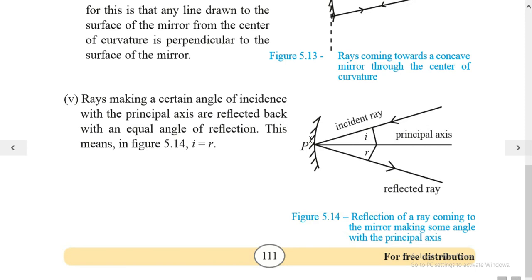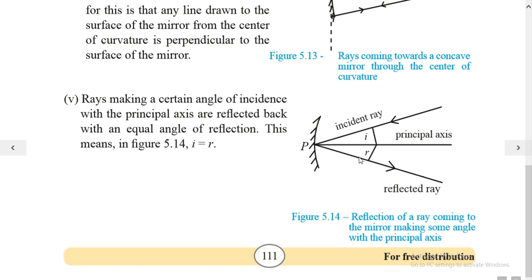This incident ray falls on the mirror, making a certain angle, I. Then after being reflected by the mirror, it travels back, making another angle, R. These are equal angles: I equals R. The reflected ray travels making an angle equal to the angle of incidence. I means angle of incidence, R means angle of reflection.